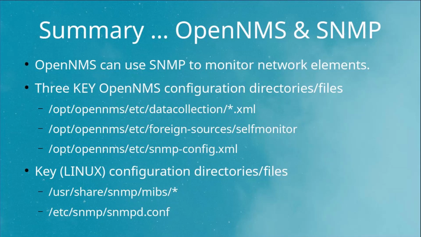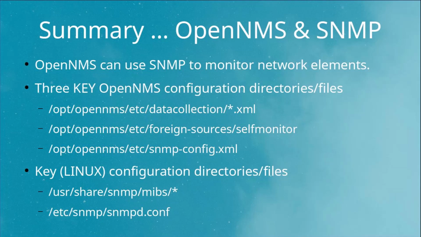To summarize, OpenNMS can use SNMP to monitor network elements. The three key OpenNMS configuration elements are the data collection files, which define which network element objects OpenNMS knows about, the self-monitor requisition, which contains the OpenNMS server and provides the SNMP detector, and the snmp-config.xml file, which provides a default access method to network elements. This is currently set to SNMP version 2c and the community string public.